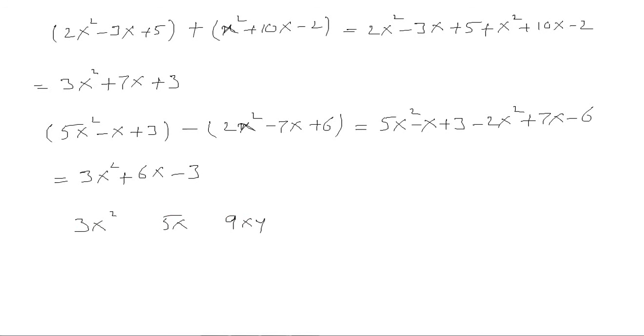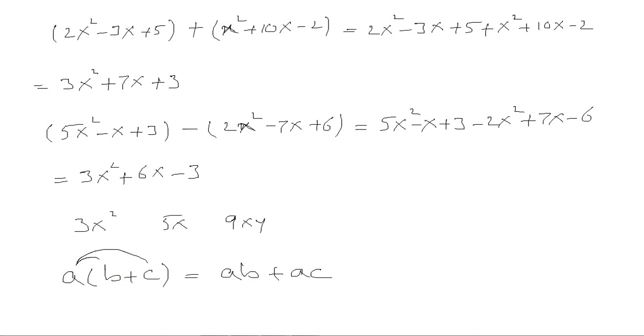Now, assume that a, b, and c are terms, and I have a times b plus c. So this is how you multiply a and b plus c. You have to distribute this a, so you multiply a by b and you also multiply a by c. So it gives you ab plus ac.